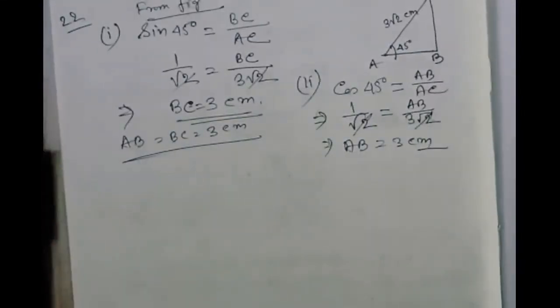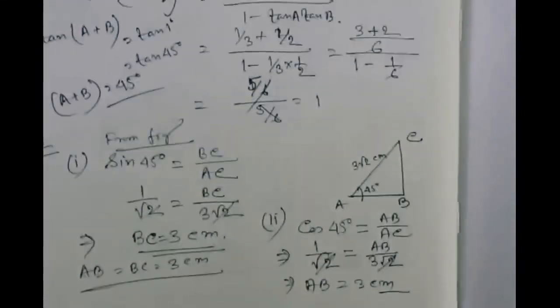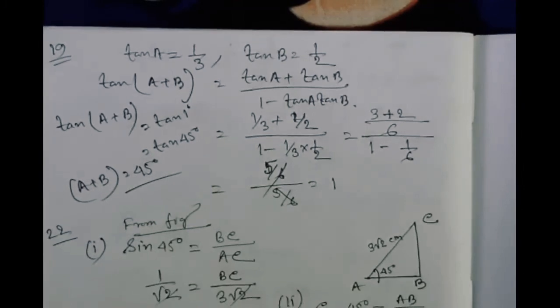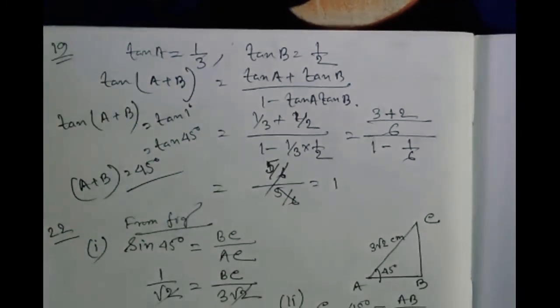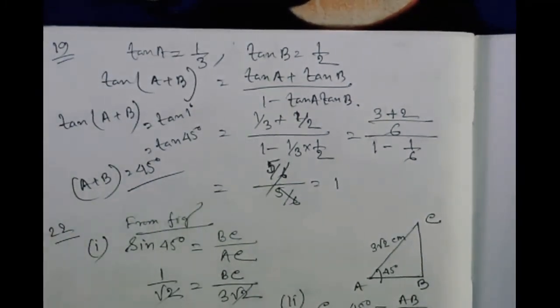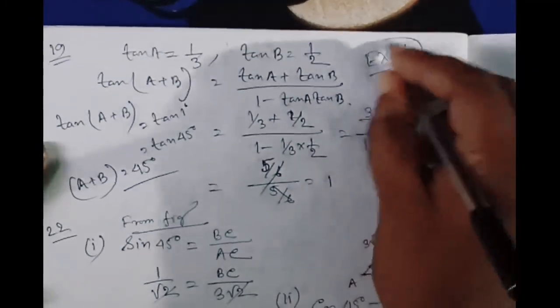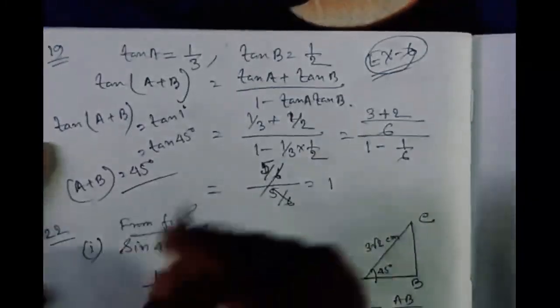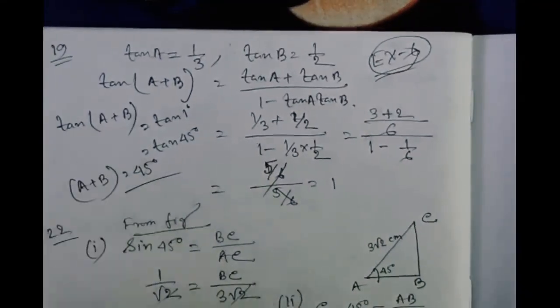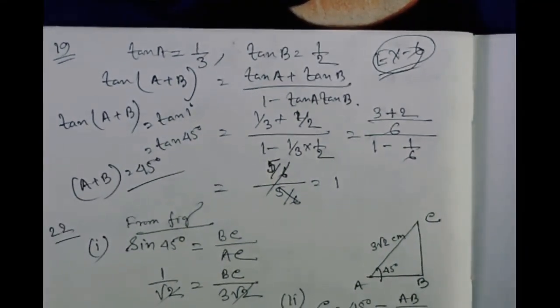Okay, so that is it for this video. In this video, we have almost solved exercise 6 of R.S. Agarwal math book, trigonometric ratios of particular angles. Next, in my next video, we will come and join trigonometric identity questions.